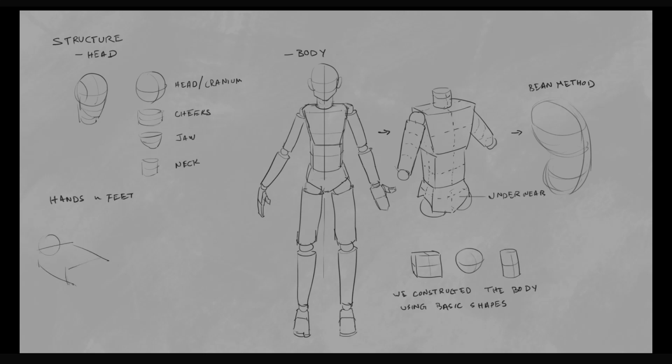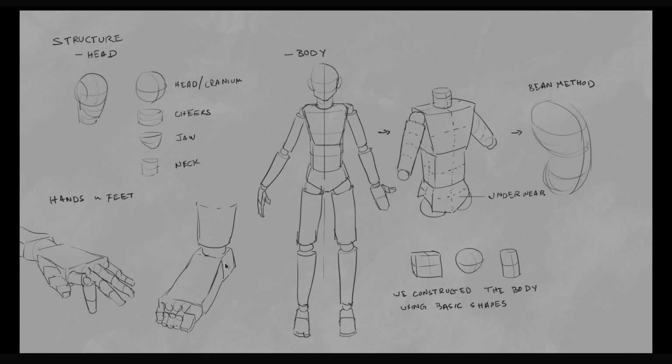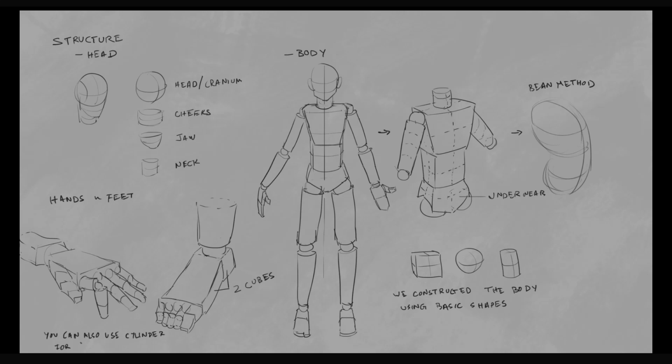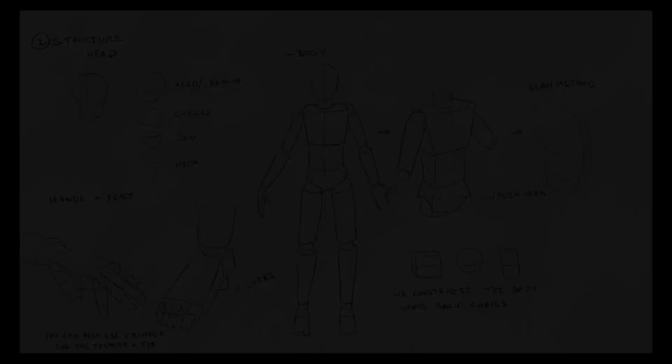Okay, now the hands and feet. The palm is structured as a cube, the wrist is structured as a sphere, and the fingers are structured as cylinders. Now I like to make the thumb a cube because I think that has more stylization. The foot is made up of 2 rectangles, one for the heel and one for the front of the foot. And the fingers are made up of cylinders, a cube for the toe. So try to construct the body into basic shapes so that it becomes easier for you to construct when you're drawing from imagination or from references.